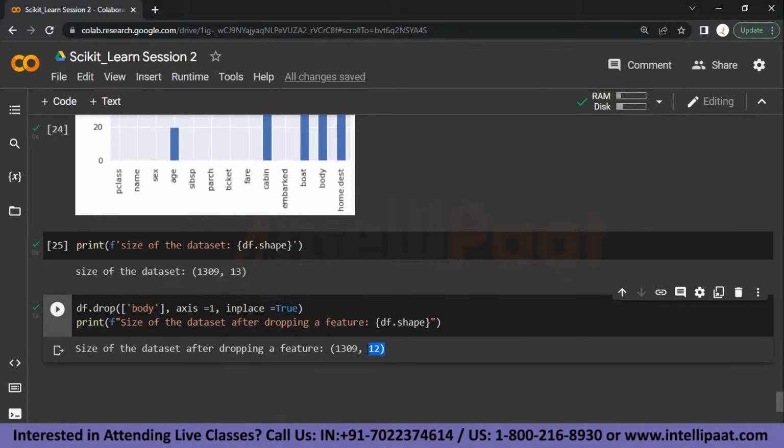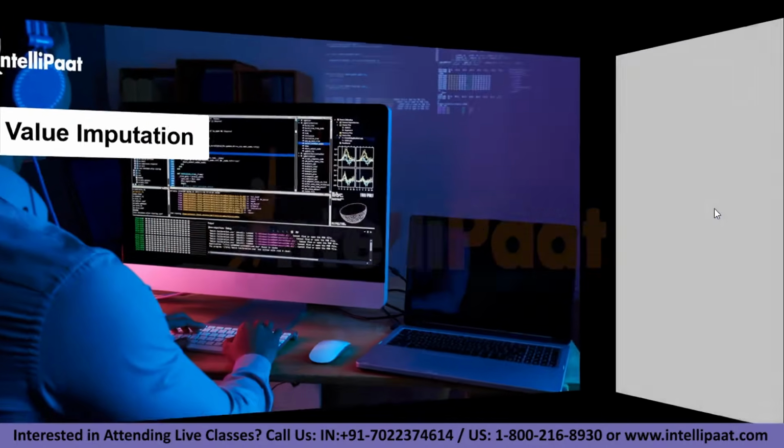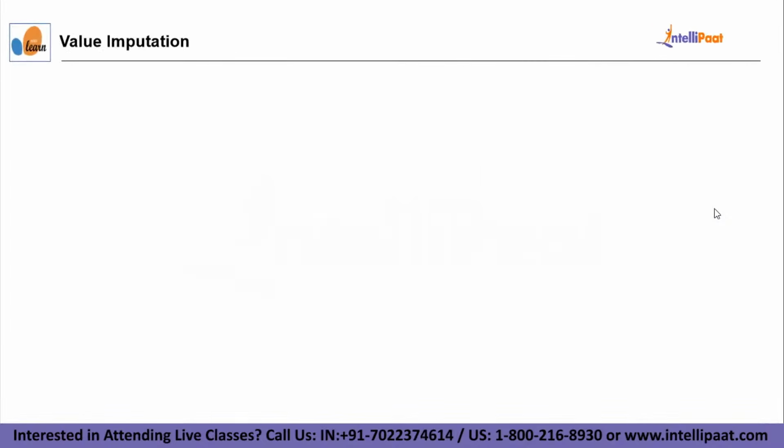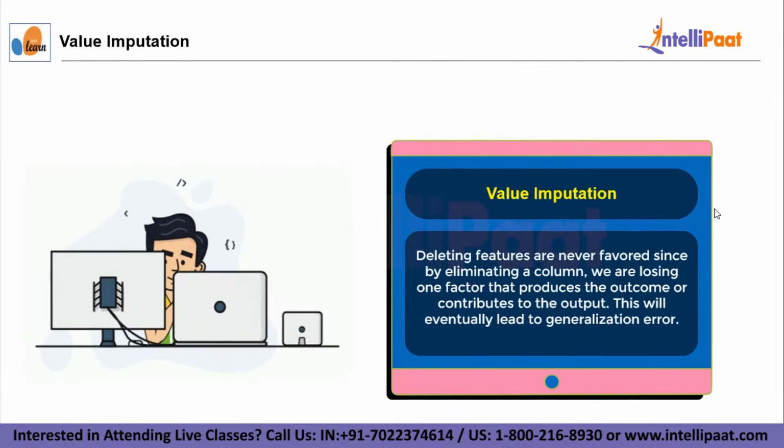Next we'll look into another method, that is value imputation. Deleting a feature is never preferred, because by removing a column we're actually missing one reason which contributes towards the output, and we don't want that to happen, because our model won't be able to generalize properly otherwise.